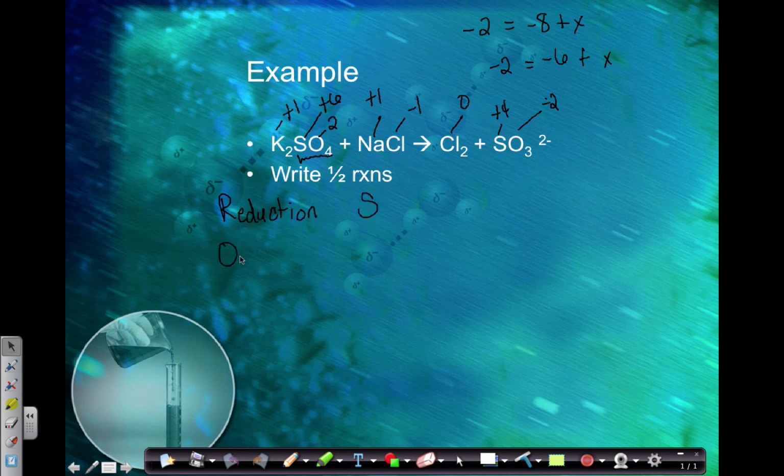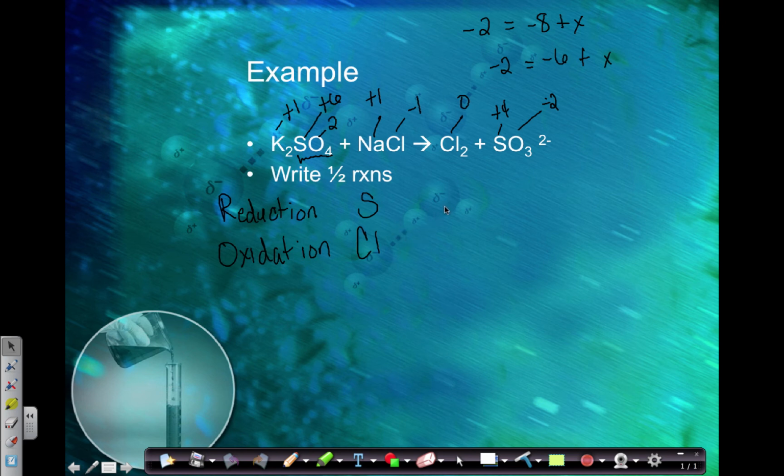And then the oxidation, well, let's see, which number is going up? Well, chlorine went from a -1 to a 0, so it was being oxidized. So we need to figure out what the reduction reaction is and what the oxidation reaction is.